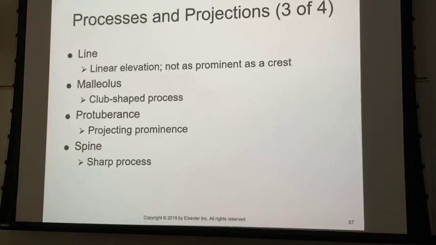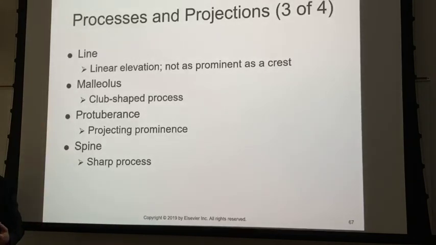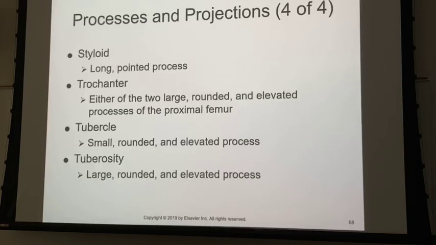A protuberance is a projecting prominence, like the knot on the back of your head. This is what we call the external occipital protuberance, because it's on the occipital bone, on the back, and on the outside. It's a knot on the back of your head. And a spine is a sharp process. The superior anterior iliac spine would be an example.